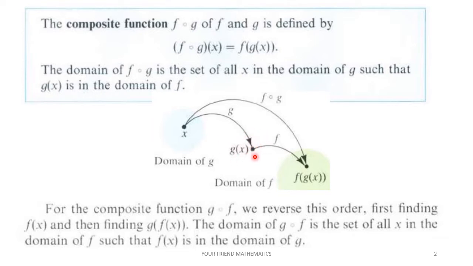Now to apply function f on g of x, g of x should be in the domain of f. So we can say the domain of f composition g is the set of all x in the domain of g, such that g of x is in the domain of f. So if g of x is in the domain of f, this means we can apply f on g of x and get f of g of x.